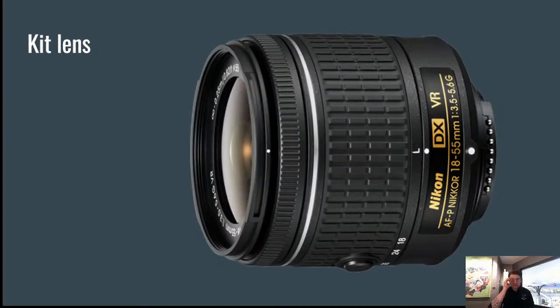So kit lenses first, that's what you get out of the box. This is an 18 to 55 Nikon lens. This is one that I actually have for my D5600. Great camera, great intro level for me. I use it as a beater camera when I need to go do things where it might be a little rough around the edges. My camera might take a beating.